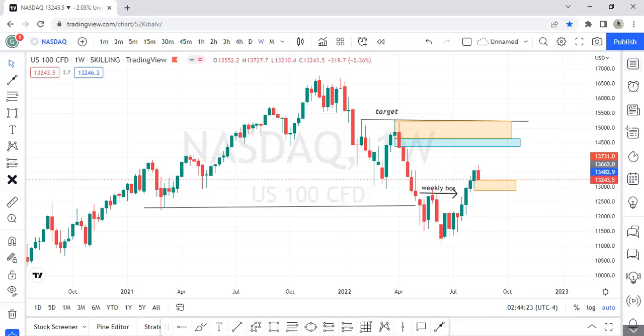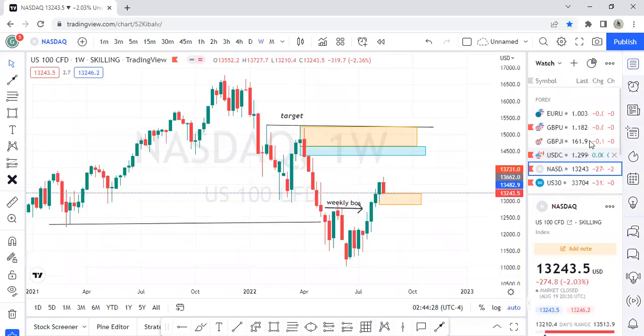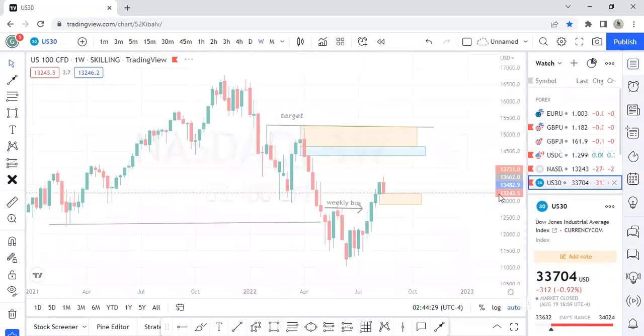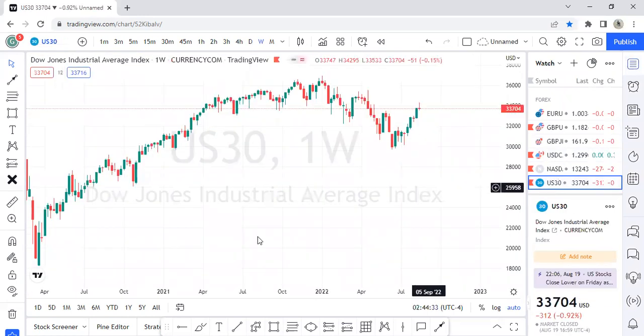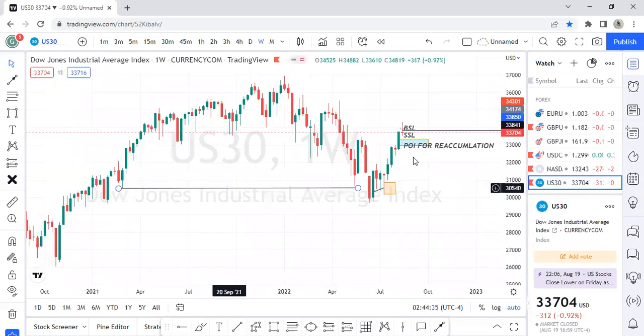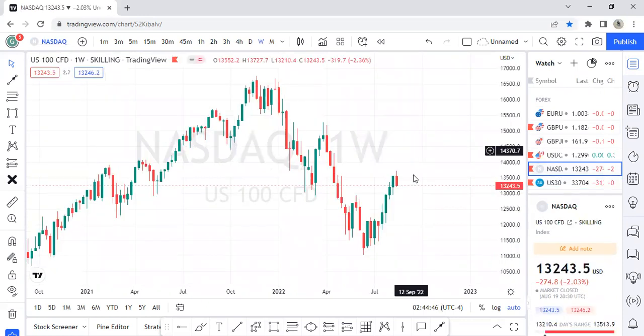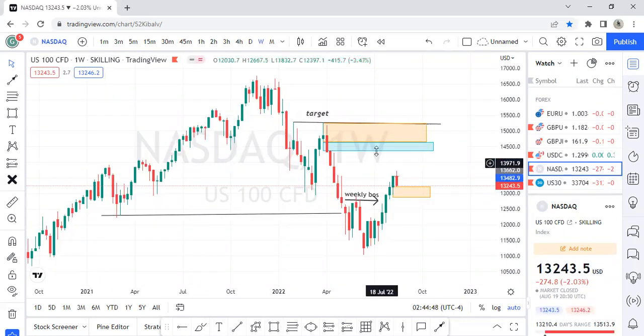So let's go over to US 30. You can see it's literally the same thing on US 30, almost the same. You can see this major level was captured, and the market also took out this last lower high. So for this one too, we're setting up a bullish run. So back to Nasdaq. This is where we are looking for the market to buy into. We should have a bullish week and all of that.